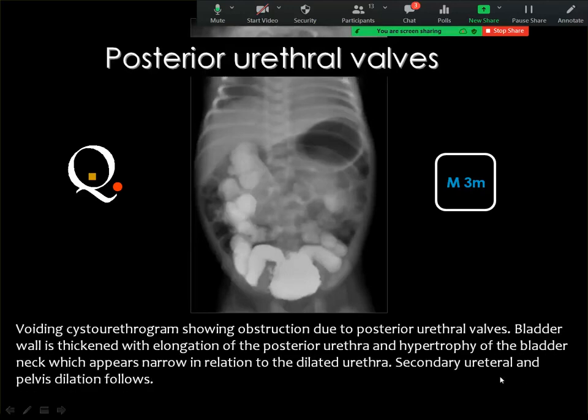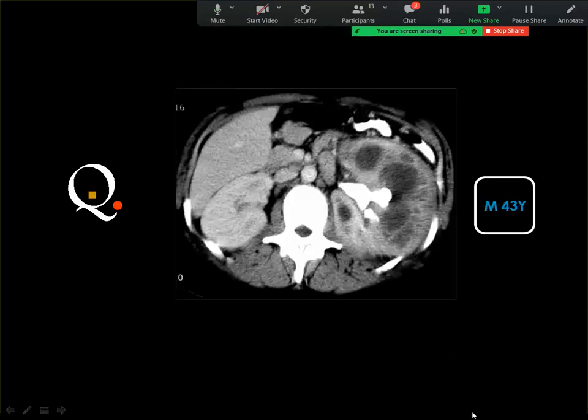Then, number one, you should emphasize that this is a male child. Number two, you see that it is a newborn or an infant. Number three, you have advanced hydronephrosis that is bilateral and also hydroureters. Next case.